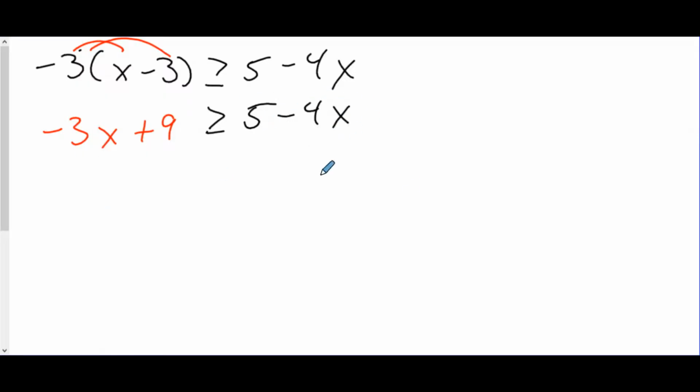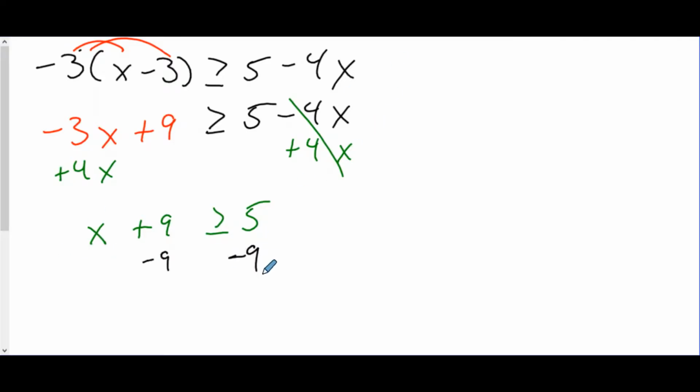I do have x's on both sides though, so we want to make sure I move all my variables together first before I start moving the 9 or the 5. I'm going to choose to add the 4x on both sides. That'll also make it easier for me to graph if the x's are on the left, plus this works out pretty nice. So x's cancel over here. Negative 3 plus 4 is just 1x. So I can just write x plus 9 is greater than or equal to 5. And now that my x's are together, I can get x by itself by subtracting 9. And x is greater than or equal to a negative 4.